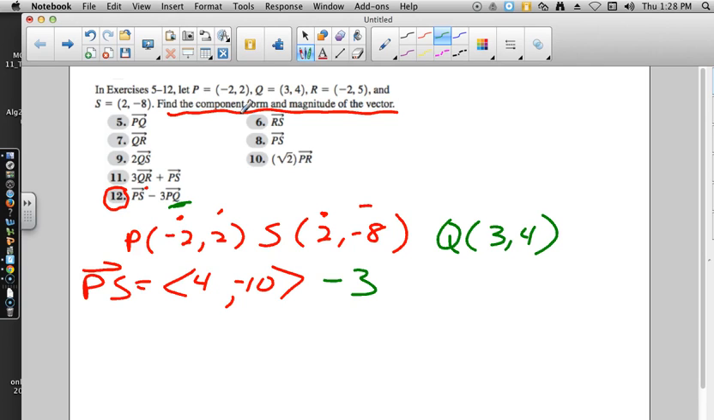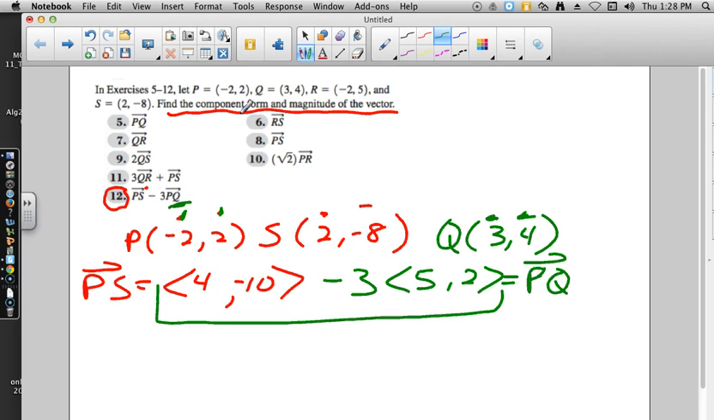So vector PQ: three minus a negative 2, which is 5, 4 minus 2, which is 2. And like I said, now we can use this as an equation for what we need here. So we've got our component forms, 4, negative 10, and then we'll go ahead and add what we get from the scalar multiplication of negative 3. So that will be negative 15 and negative 6.